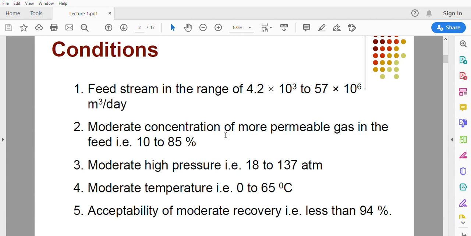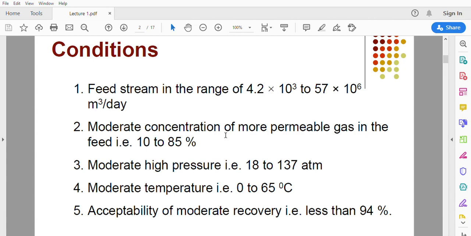Third is moderate temperature. The temperature should be 0 to 65 degrees Celsius. Again, at very low temperature, because diffusion is a temperature dependent phenomenon, diffusion is very difficult. Then again you will get very low fluxes. And if the temperature is very high, then your polymeric membrane may not be sustained at that temperature.